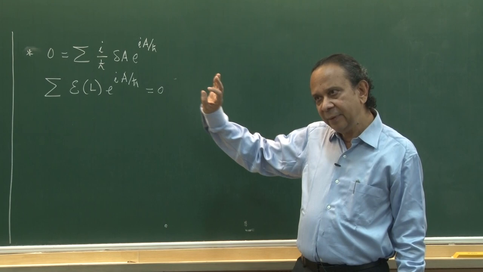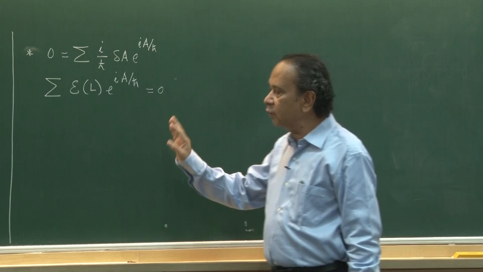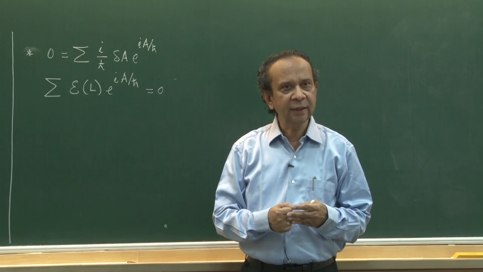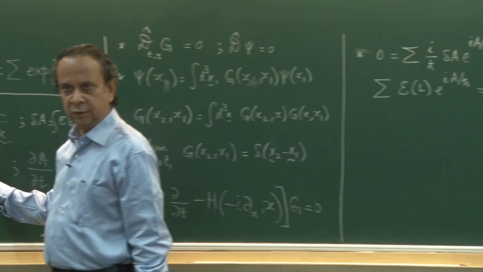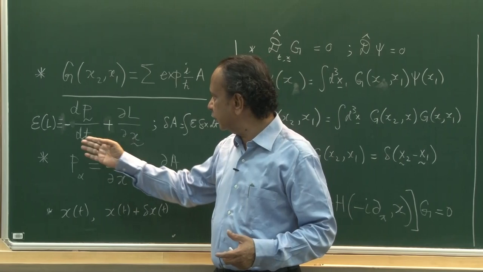Just think about it. We know that for a classical path, this E vanishes. That we know because that is the definition of a classical path. Here we are not studying the classical path. We are taking all paths. So you take any given path and you compute this E of L, you will get some value. That will not be 0. It will be 0 only for the classical path. For all other paths, you will keep getting some value for E of L.